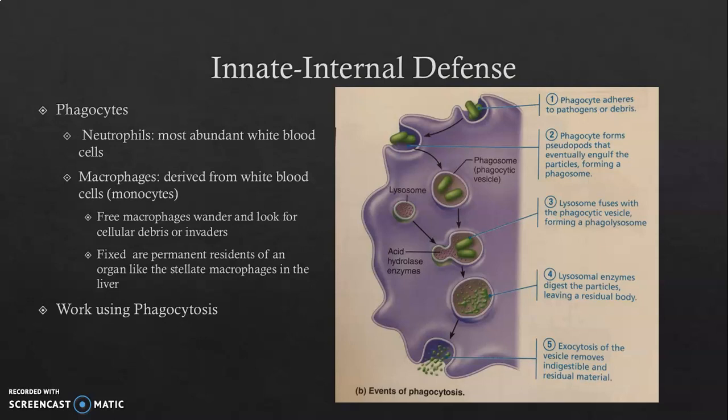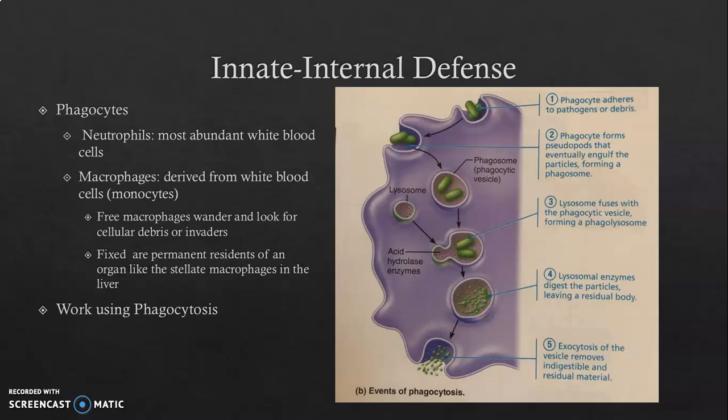And then there are fixed macrophages. They're permanent residents of specific organs, and one such example are the stellate macrophages in the liver. They're always there. They won't patrol like the free macrophages. They're just in specialized organs, ready to go. And all of these work using phagocytosis.